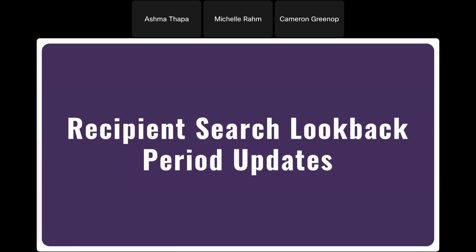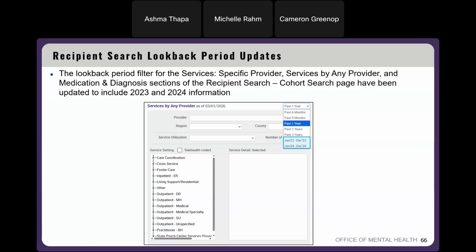Next is recipient search look back period updates. So we have updated the look back periods in recipient search within the services specific provider, services by any provider, and medication and diagnoses sections in recipient search cohort search page. So each of those listed sections up here have this little drop down in the right hand corner where you can specify your look back period for your search.